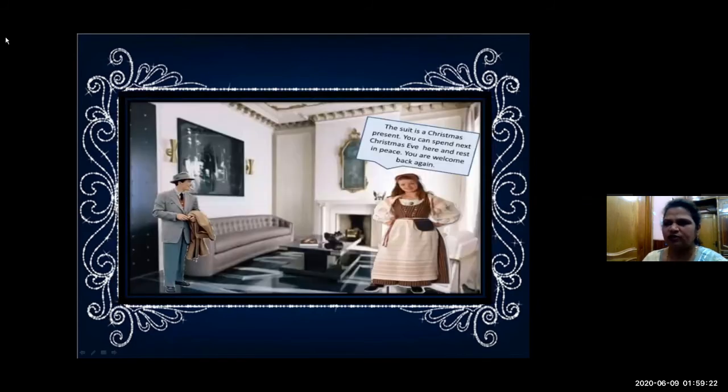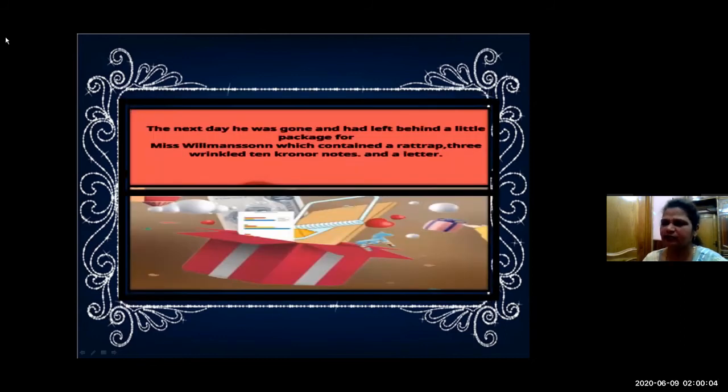So when the day was over, at night, he came to the daughter. He said that now the day is over. Thank you so much that you allowed me to spend a night, and that also a very beautiful night here. So he wanted to give back the suit which was given to him by the Ironmaster. But the daughter said, the suit is a Christmas present. You can spend next Christmas Eve also here, and you can rest in peace. You are welcome back here anytime, any year you want to come here.